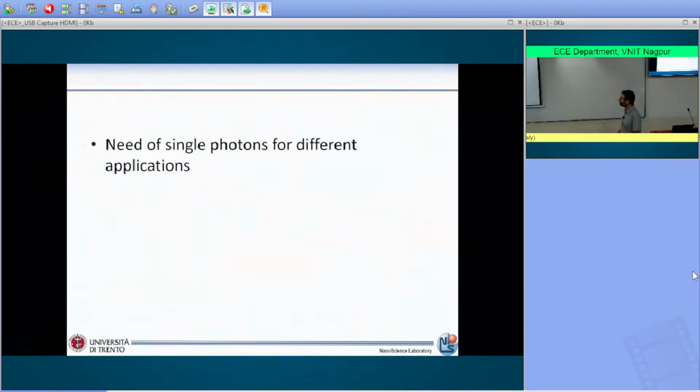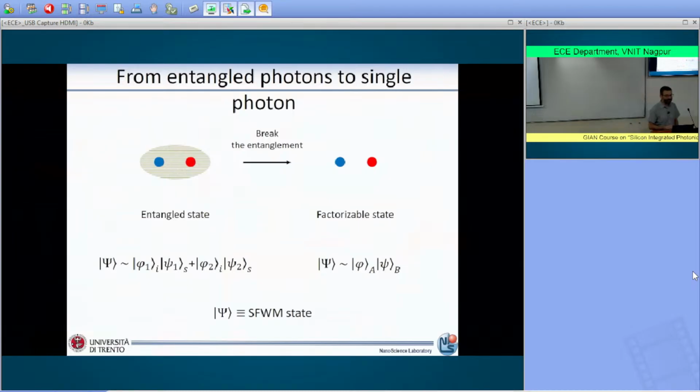So let us see. Why do we need single photons? What we want to do is pass from an entangled photon state to a single photon state. So in this case, instead of having correlated photons, we need to have uncorrelated photons, so that the state can be factorized into the product between the wave function of one photon and the wave function of the second photon.